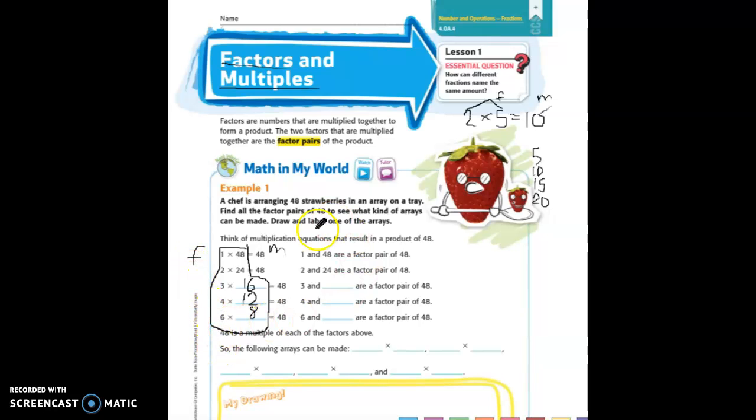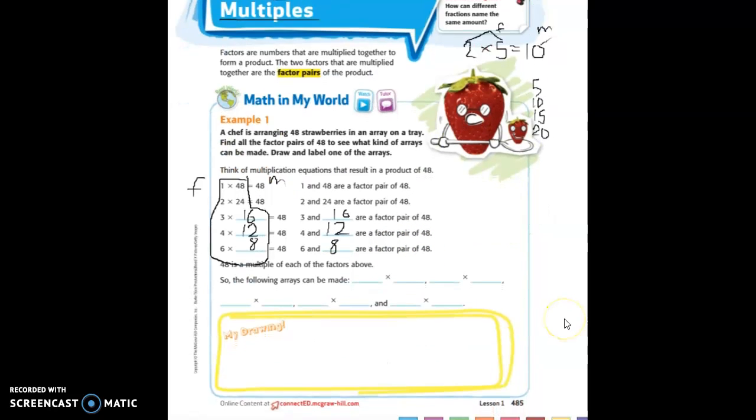Make sense? Okay, 1 and 48 are a factor pair. 2 and 24 are a factor pair. 3 and 16 are a factor pair of 48. 4 and 12 are a factor pair of 48. 5 is not a factor of 48. 6 and 8 are a factor pair of 48. So in order to write that as it asks us here, the following arrays are just the multiplication equations that can be made. And we can see those right here in this box, circle that I made. 1 times 48.